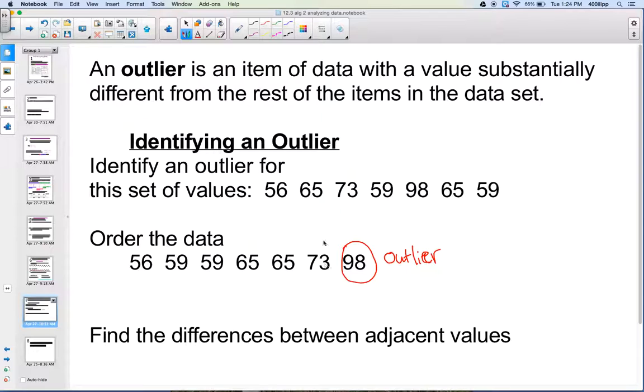It just depends what you're looking at here. It doesn't have to be a really big number. It could be a really small number. Either way, if it's a lot different from all of the data points, then that is the outlier. So 98 is our outlier for this set.